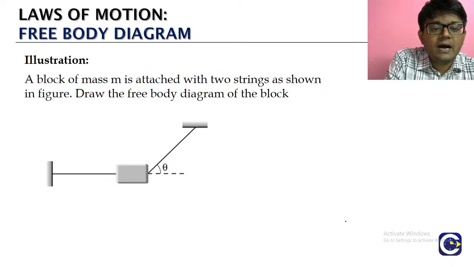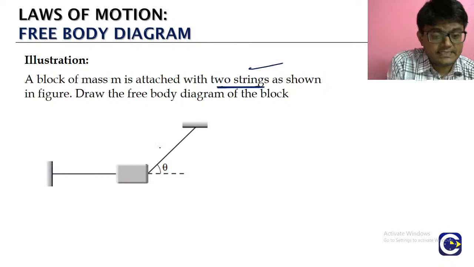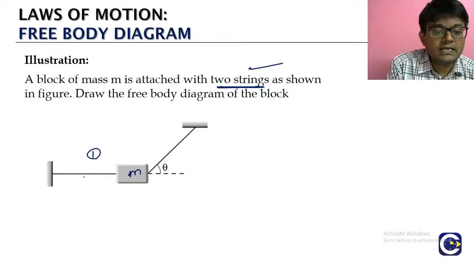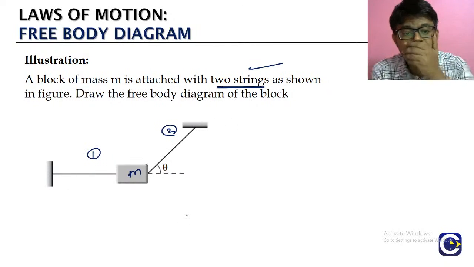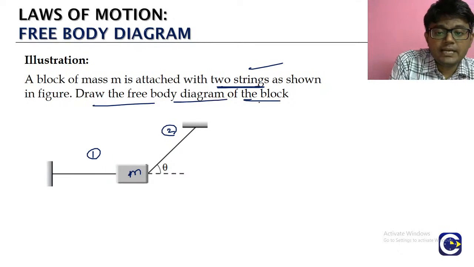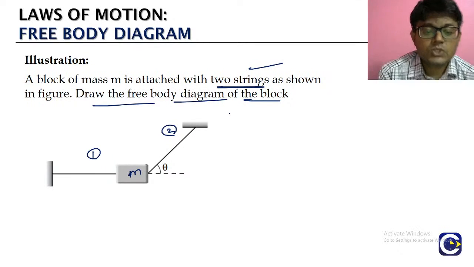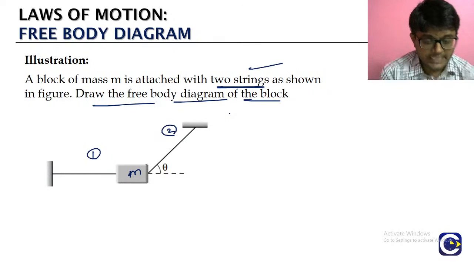A block of mass M is attached to two strings. So this is the block of mass M. This side it is attached to a string, let us call it 1. This is also another string. Draw the free body diagram of the block. So we have to draw the free body diagram for the block. Take some time and draw it, guys.